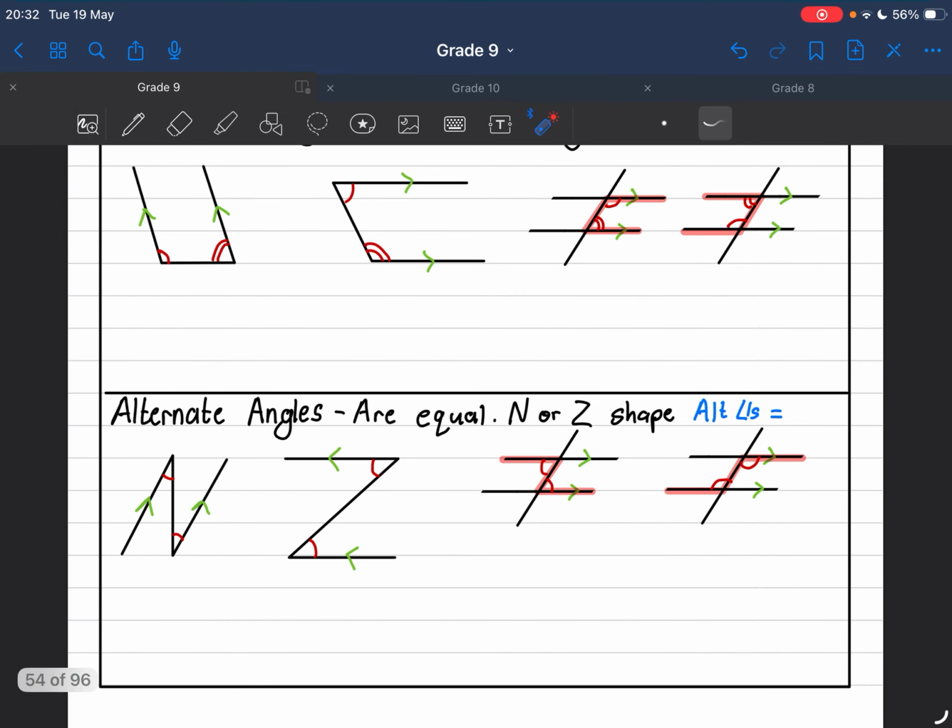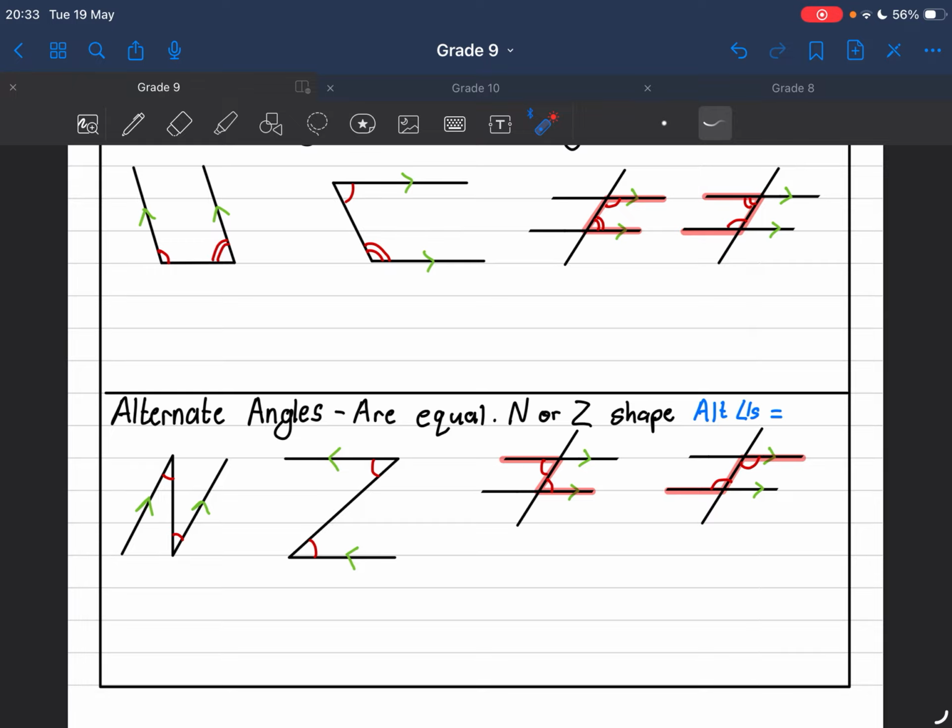The last one now is alternate angles. Alternate angles are equal, and they actually work using the Z or the N shape. So the N or Z shape. This is a shorthand notation. Now what you do is you look for your Z or your N, and the inside angles of your Z or your N are the angles that are equal to each other. So find your Z or your N, and those inside angles are what's equal to each other.